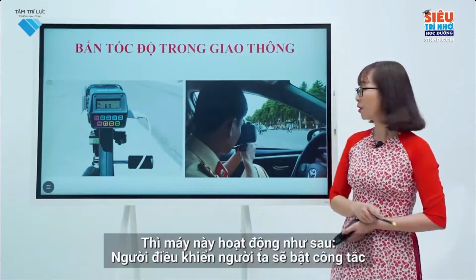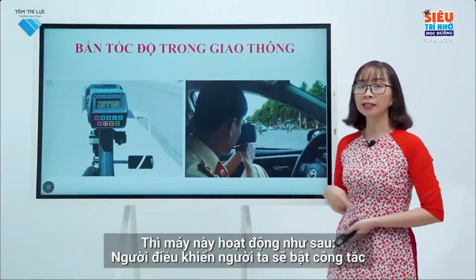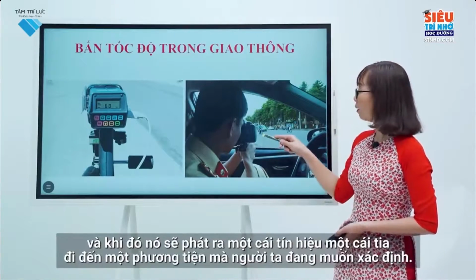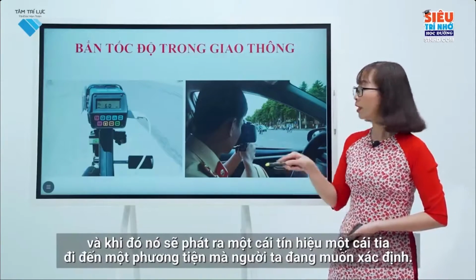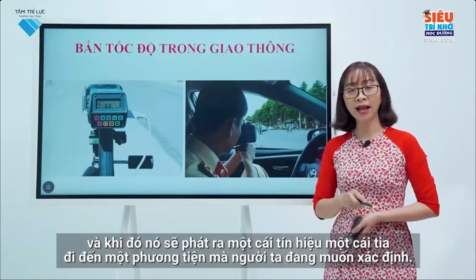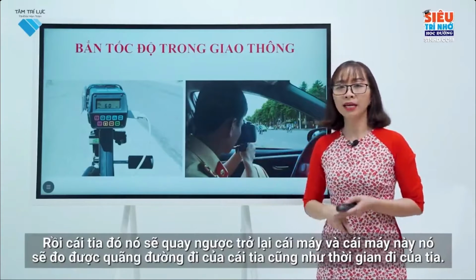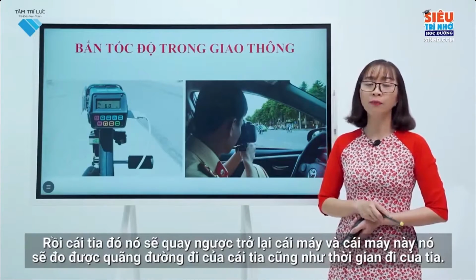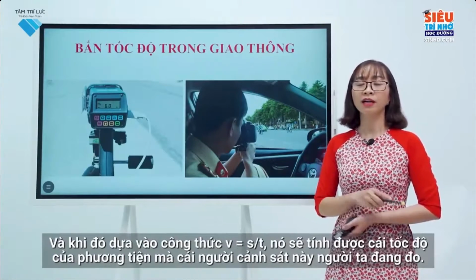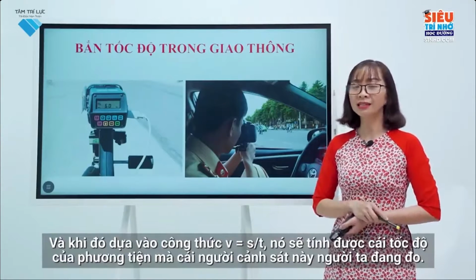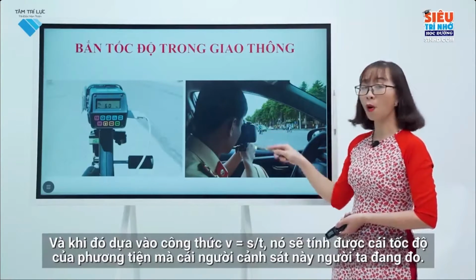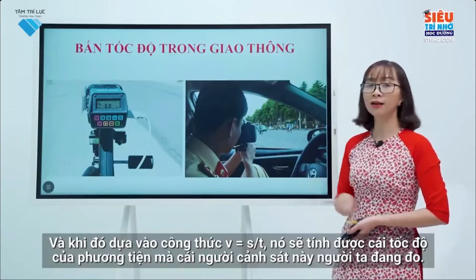So this machine works as follows. The controller will turn the switch, and then it will make a signal, a ray going to the vehicle that they want to check. Then that ray goes back to the machine, and that machine will measure the distance that the ray has gone, as well as the time it goes. And then, based on the formula V equals S over T, it will calculate the speed of the vehicle that this policeman wants to check.